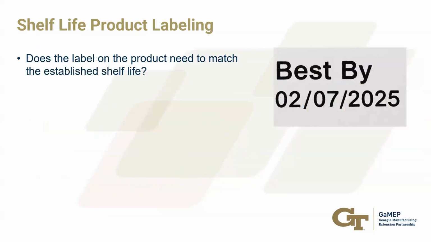So once you've established your shelf life, you've done your organoleptic analysis, or you've partnered with a lab or a university extension, how does this impact your dating? Does the dating on the product need to match the shelf life? The short answer is no, but it should not exceed the established shelf life. So if the shelf life of your product is 1 year from the production date, you can label it Best By 1 year from the production date.